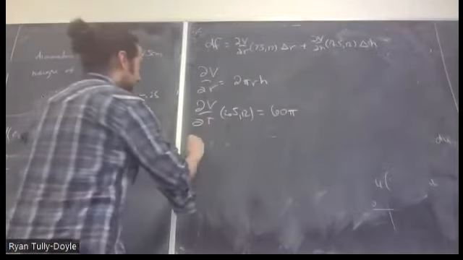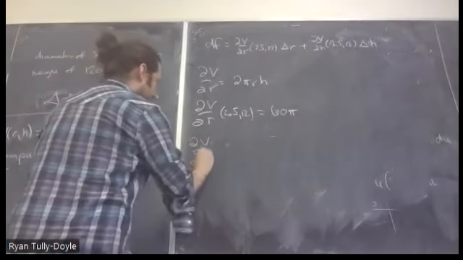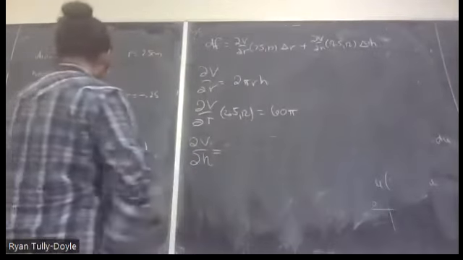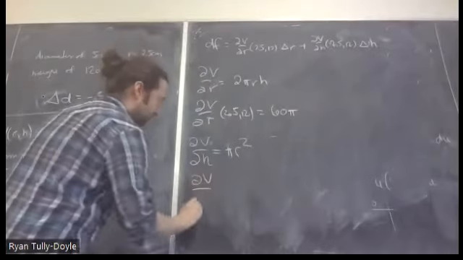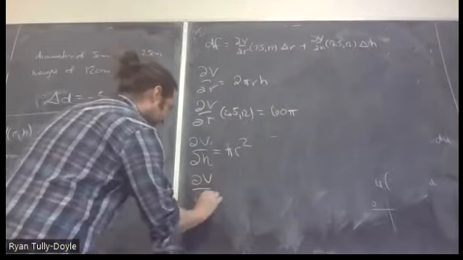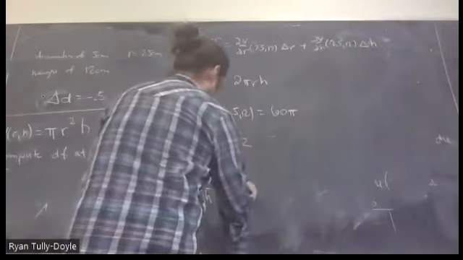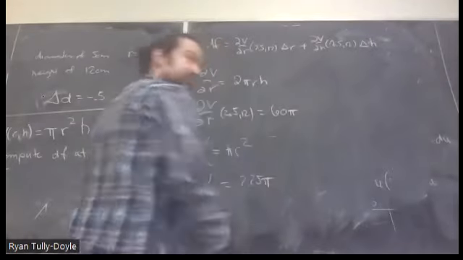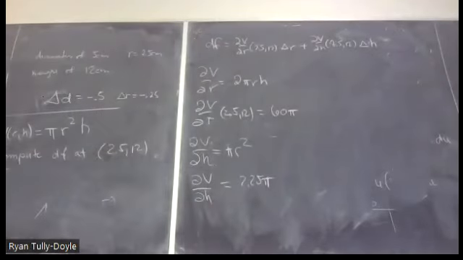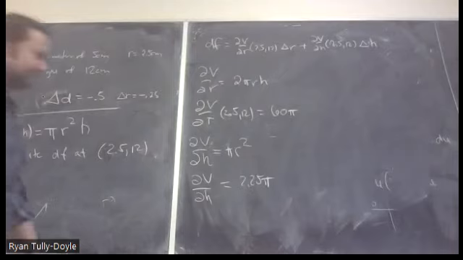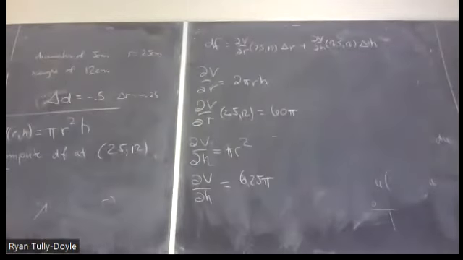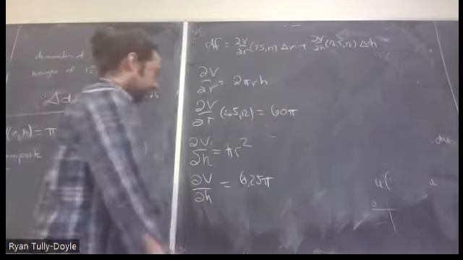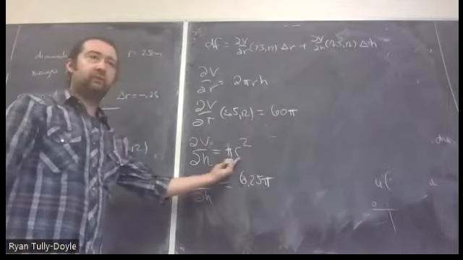Okay, and now let's compute dV/dh. dV/dh is equal to pi r squared. If I evaluate this at 2.5, 2.5 squared, 15 squared is 225, 25 squared is 625, so we get 6.25 pi. That's when I evaluate by plugging in 2.5 for r.